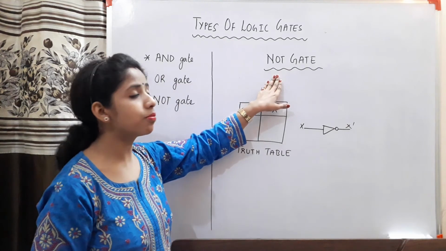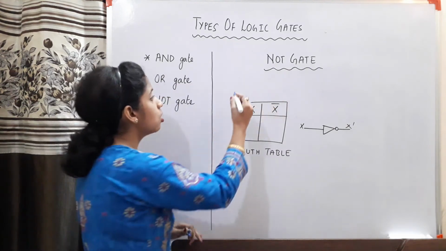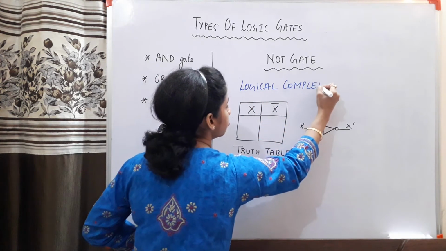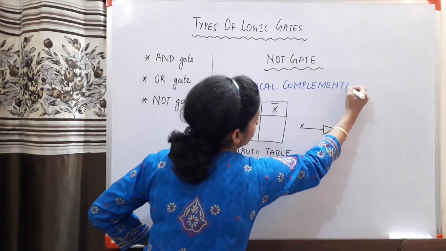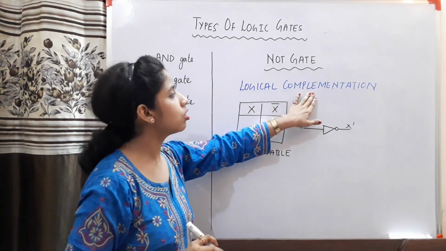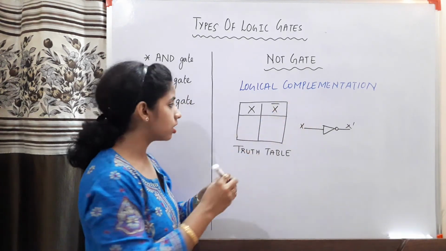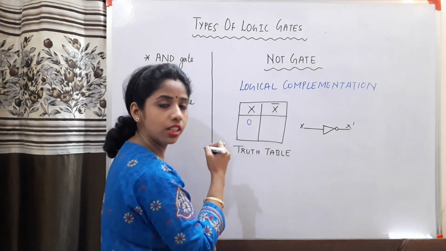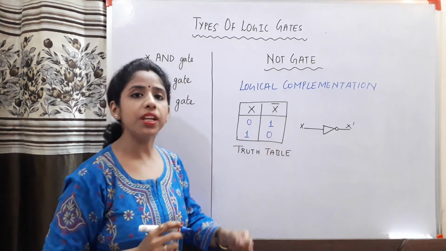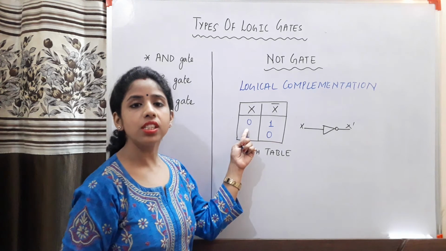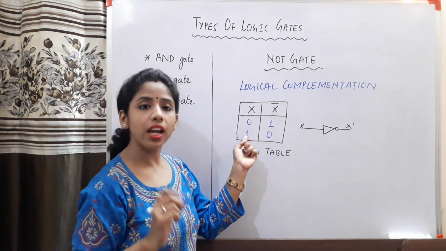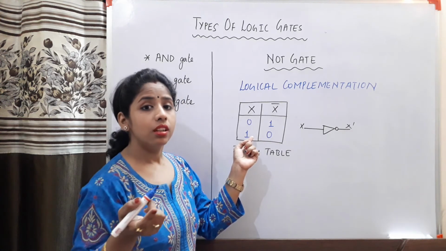So this gate performs the logical complementation of its operands, as done by the NOT operator. Okay, now what does this logical complementation mean? See the truth table: if the input given is 0, then the output will be 1, and if the input given is 1, the output will be 0. So it simply inverts the status of its input. So if the input is low voltage, then the output is high voltage. If the input is high voltage, then the output is low voltage.